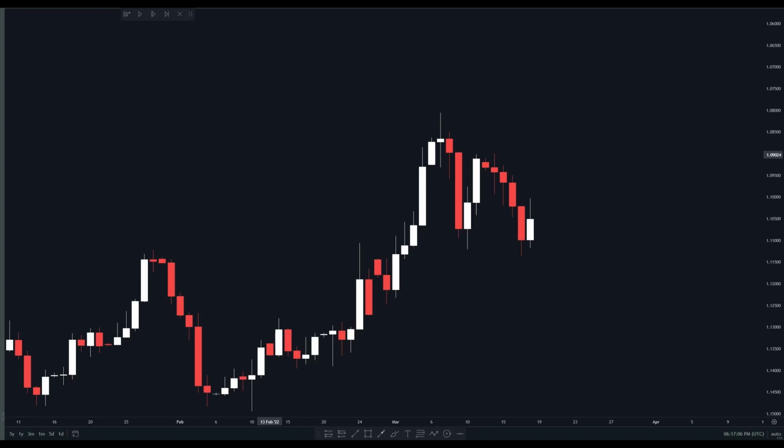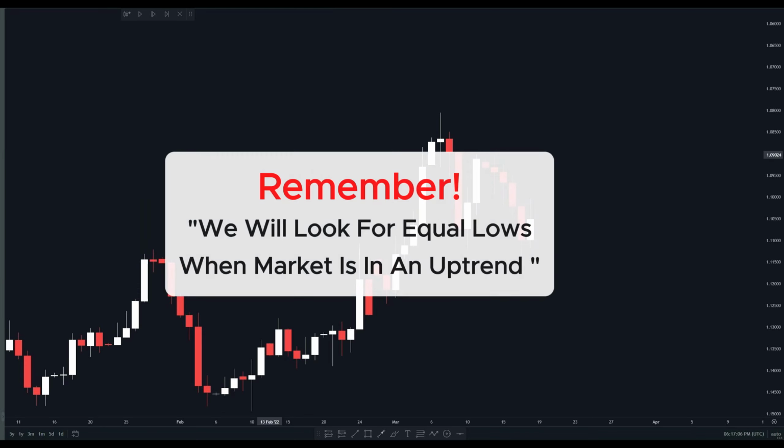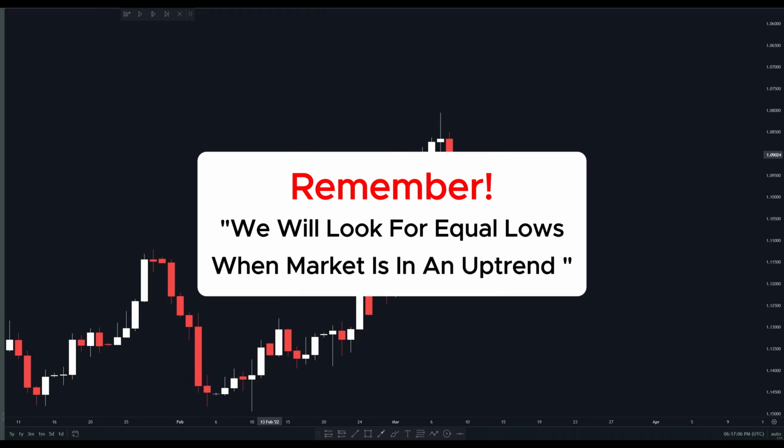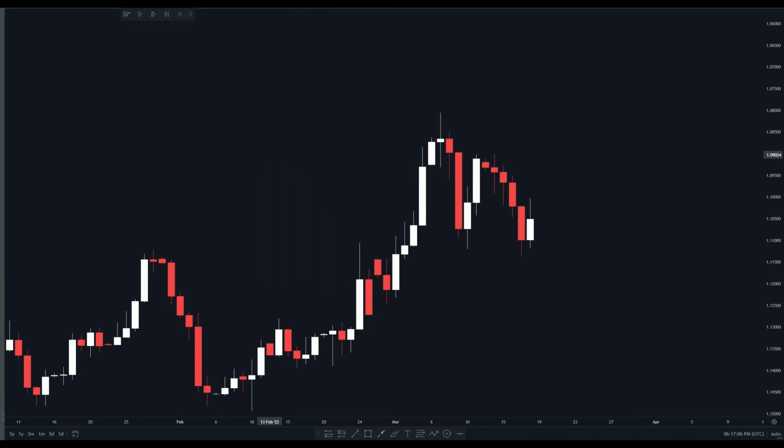Here's an example of equal lows. Remember, we will look for equal lows when the market is in an uptrend. Here on the chart, price breaks through the structure, which means we have an uptrend. And instead of making a new higher high, price makes these equal lows.